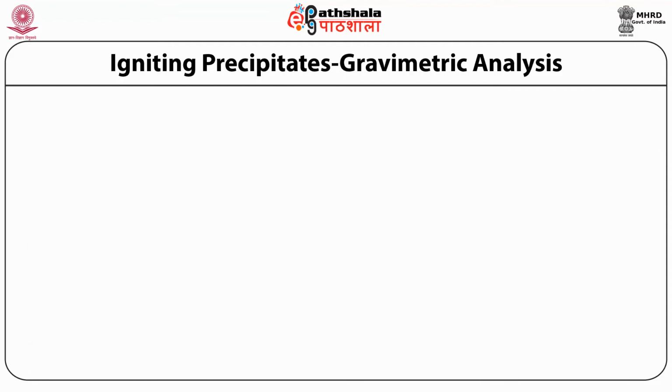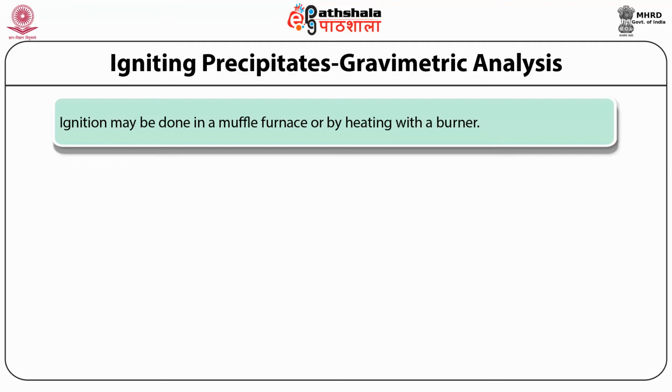The next is igniting precipitates for gravimetric analysis. Ignition may be done in a muffle furnace or by heating with a burner. If a burner is to be used, the filter crucible should be placed in a porcelain or platinum crucible to prevent reducing gases of the flame diffusing through the pores of the filter.